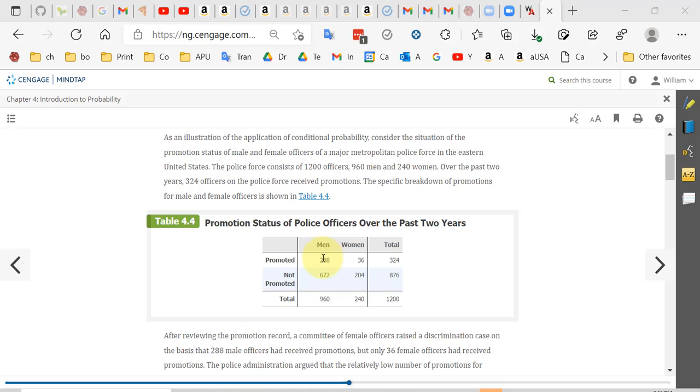So here this number 288 is in the men's column, and it's in the promoted row. So what does it mean? It means 288 police officers who were men and were promoted.